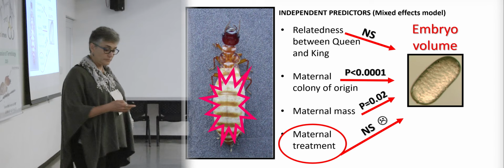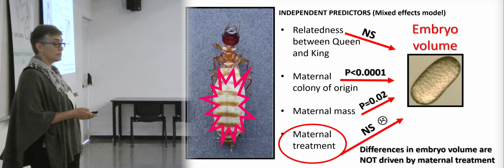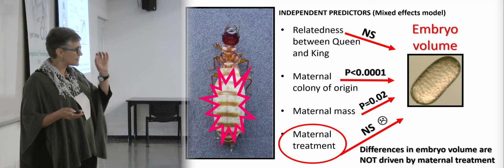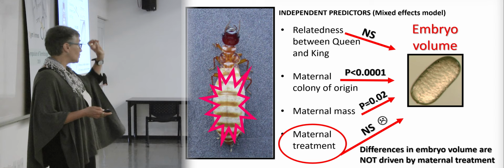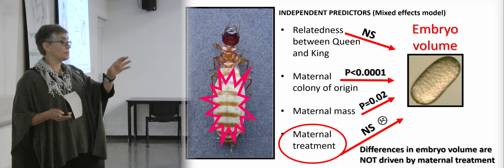So it seems that differences in embryo volume are not driven by the maternal treatment, which seems to suggest that the size of an egg is very constrained, evolutionarily constrained. You have to have an egg of a certain size, and it's refractory to maternal treatment.